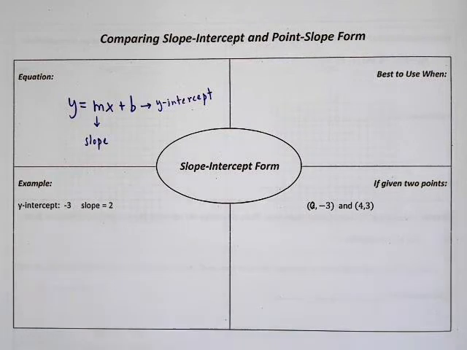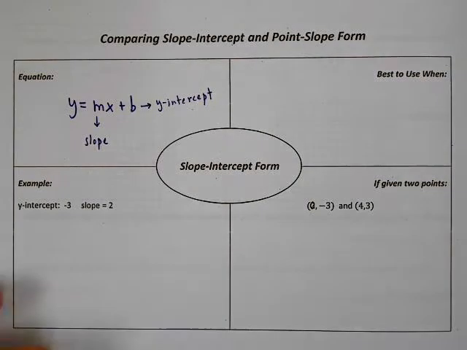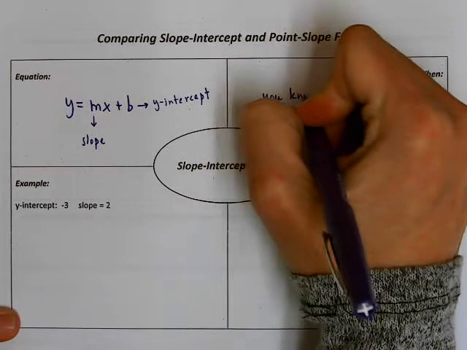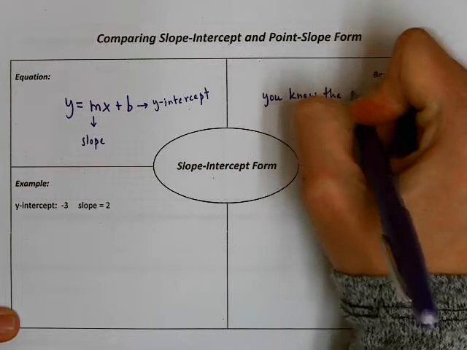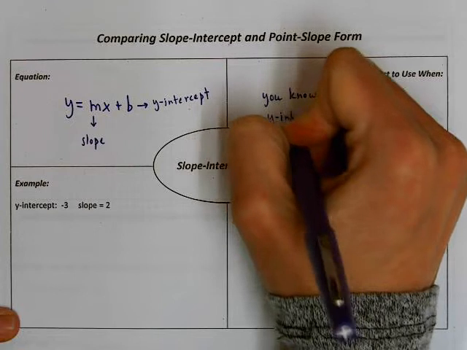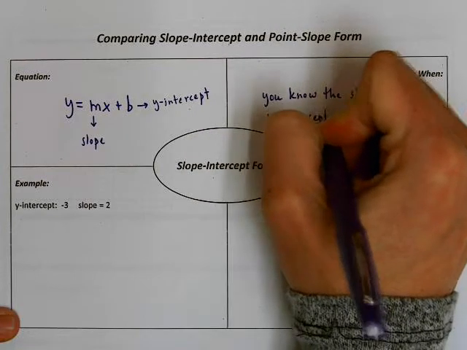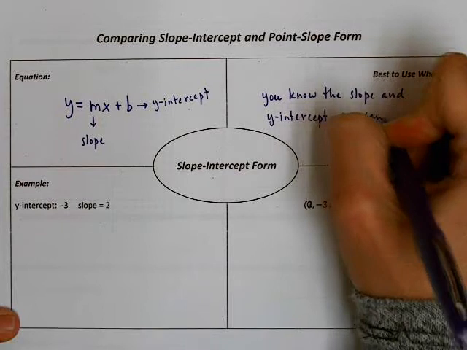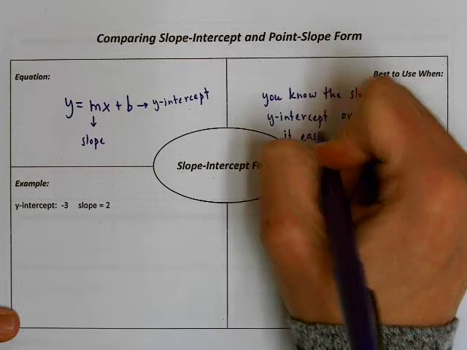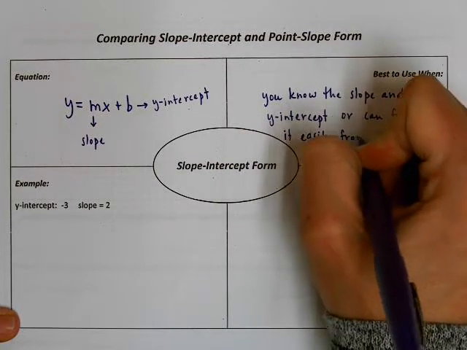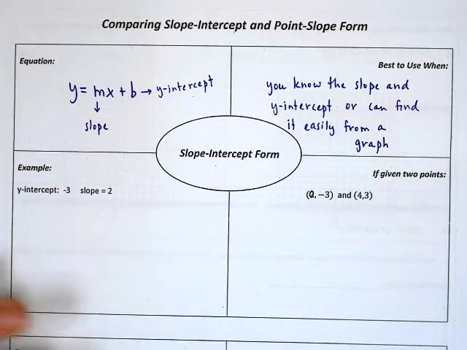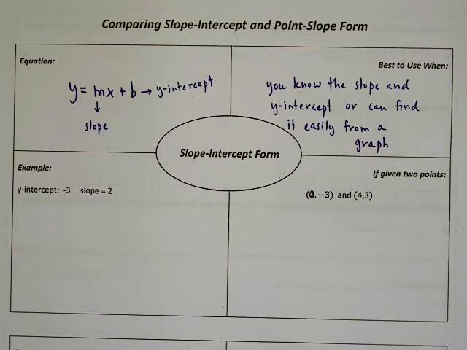Okay, now that form is best to use when you know the slope and the y-intercept, or you can find it easily from a graph. So if it's easy for me to find the slope and y-intercept, I'm always going to use slope-intercept form because that'd be the most direct way.